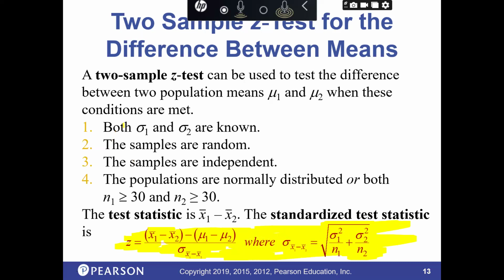So here's the check mark here. So you know standard deviation of 1, standard deviation of 2. And somehow you know that the samples are random. And the samples are independent. Make sure these guys are independent. And then also that each of them are above 30, which allows you to have a normal distribution. Those 4 items are true. That's the humongous formula. We're only going to write it once.